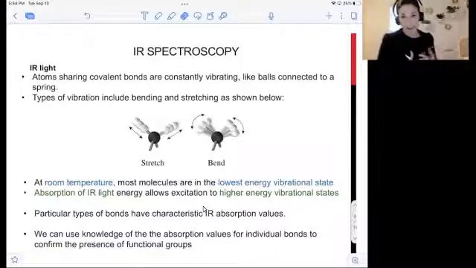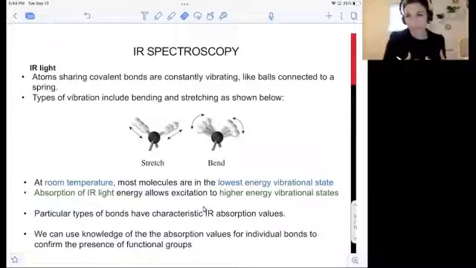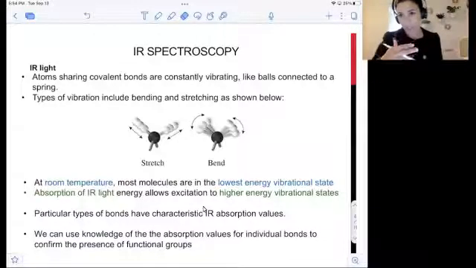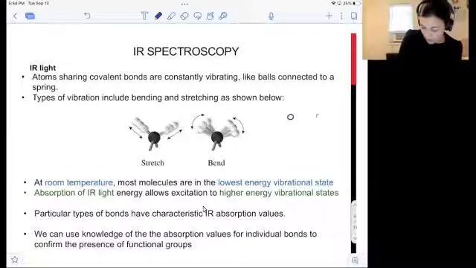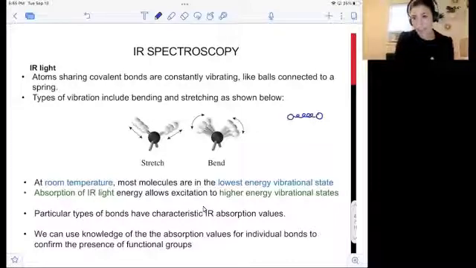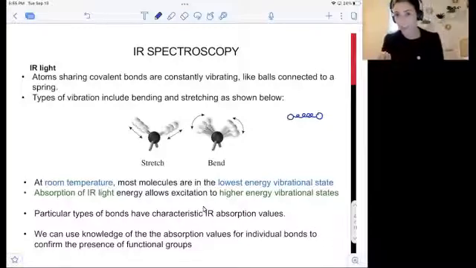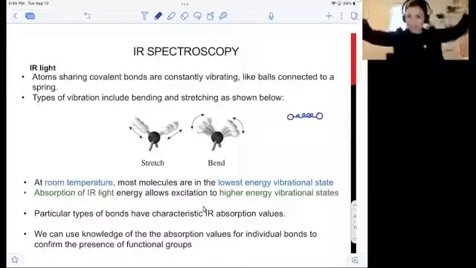When we're talking about IR light in particular, infrared light nicely matches the energy required to go from a ground vibrational state to an excited vibrational state. When we're talking about vibrations of a molecule, it's helpful to think of each individual covalent bond. You can imagine that the two atoms of that bond are like balls connected by a spring. This makes vibration possible. As infrared light is absorbed by a molecule, the energy from the light can be used to promote different vibrations, such as stretching and bending.